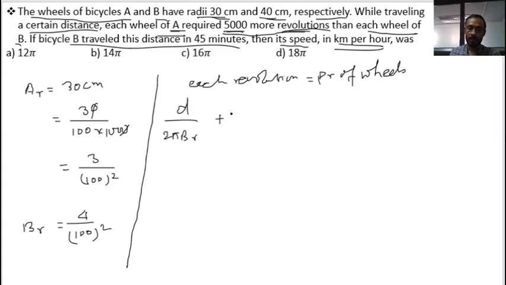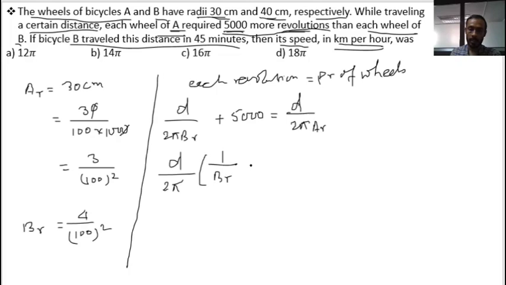Plus 5000 will be equal to D divided by the perimeter of wheel A. This is 2 pi A's R. Take this one to this side, and take D by 2 pi common. So what we will get is 1 upon B's R minus 1 upon A's R is equal to minus 5000, right? Into D by 2 pi.